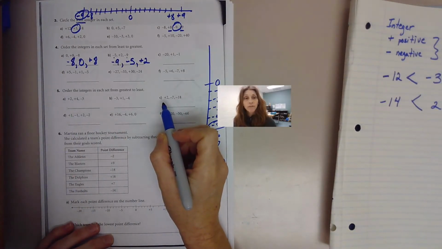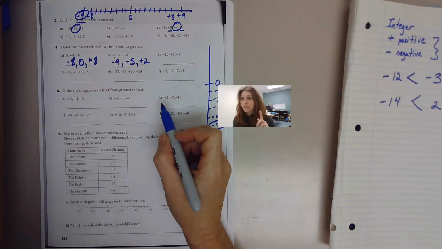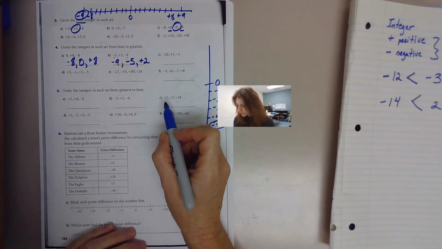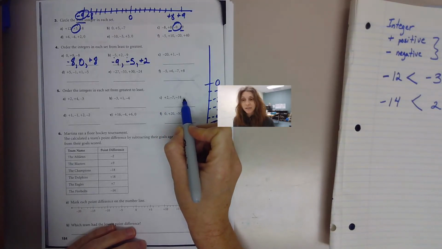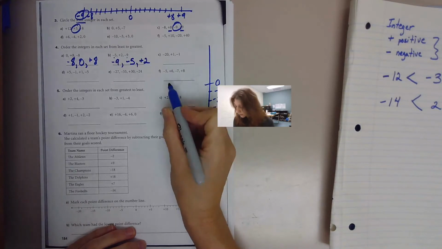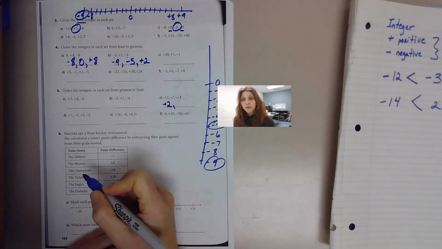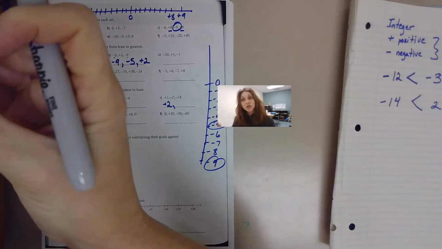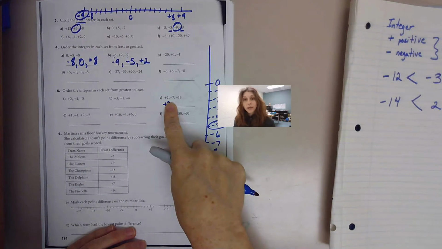So we are going from greatest. If we're looking for greatest, first things first, look for your positive numbers. So we have +2, -7, -18. The greatest number here is going to be +2. Then we have to think, what would be next greatest?